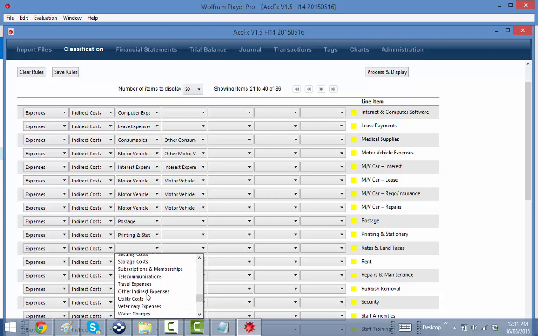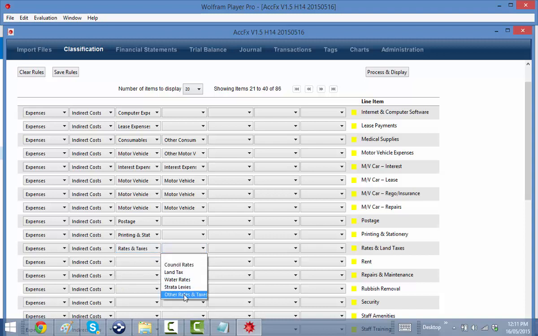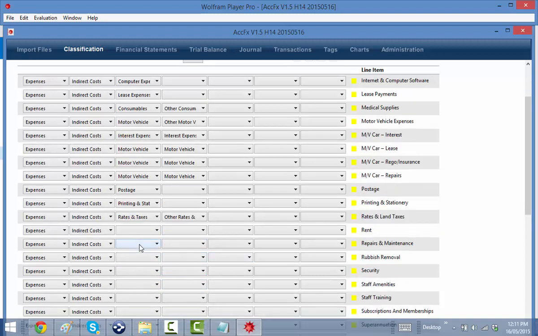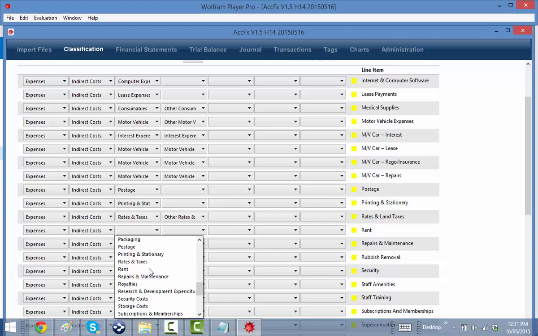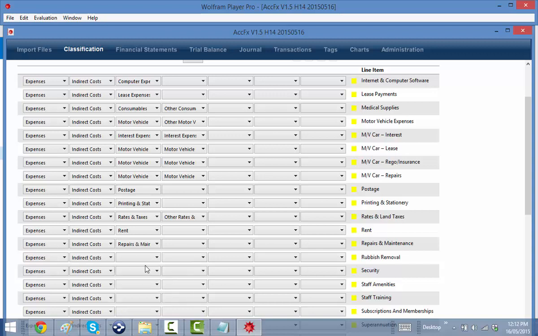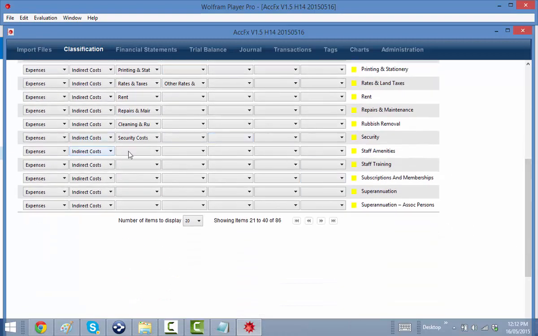So rates and taxes, we don't know what sort. Other rates and taxes. Rent. Repairs. Rubbish removal, we know is cleaning and rubbish removal. Security, we know security costs. Staff amenities, if you find that you need to pull that down like that to make life easier.